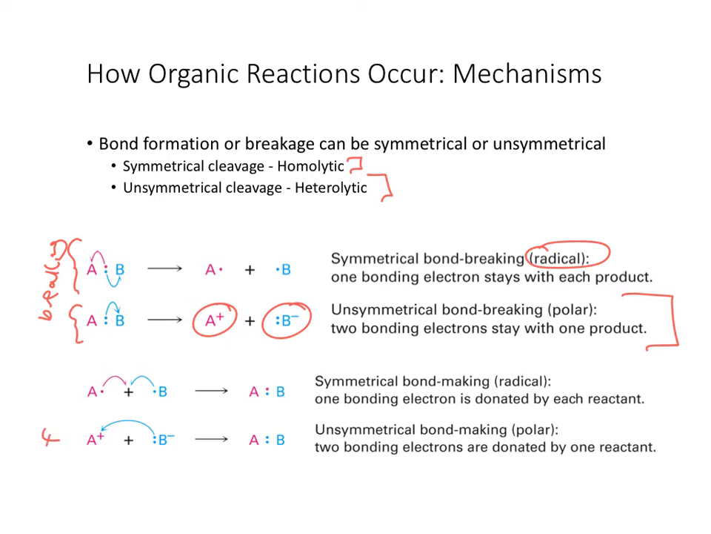and then this shows how those types of heterolytic or homolytic mechanisms can be used to make bonds. So if you're doing a symmetrical bond making process, then each atom contributes one electron to form the bond. So A is contributing one, B is contributing one to form the AB bond. If you have unsymmetrical bond making, then one of the partners is contributing both electrons to form the bond. So here B is contributing both electrons that form the bond between A and B. Remember, a bond is just a sharing of two electrons.